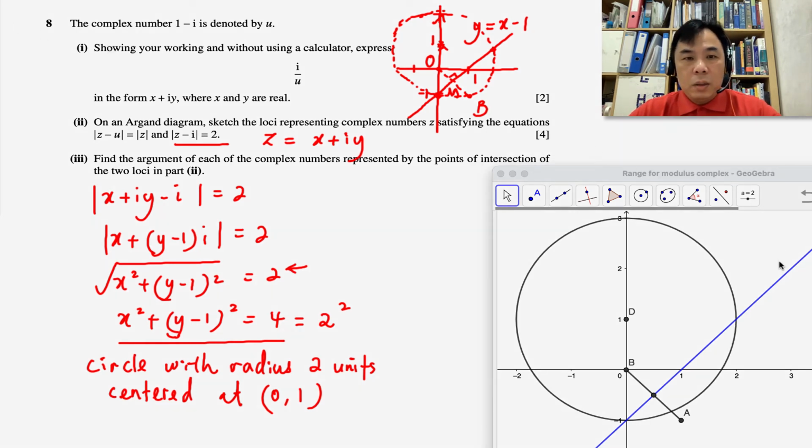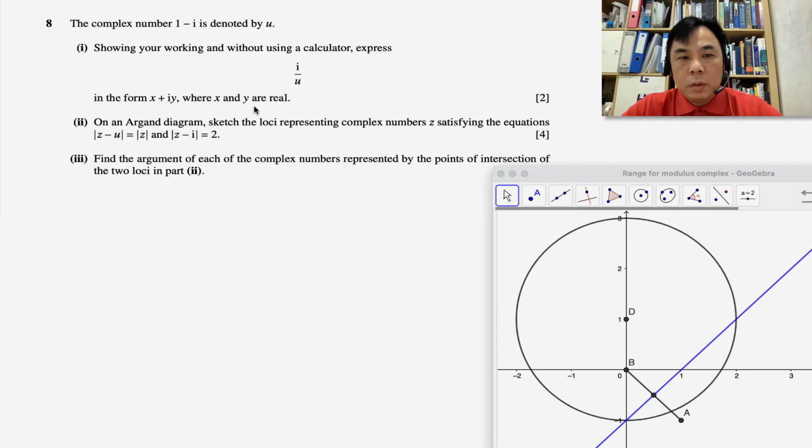Right? Now, the detail about where they intersect is very important. We're going to look at that shortly in order to answer the following question. Find the argument of each of the complex numbers represented by the points of intersection of the two loci here. So I'm going to pause here. We're going to come back shortly. All right, now we're going to look at question number 3 here. Find the argument of each of the complex numbers represented by the points of intersection of the two loci.